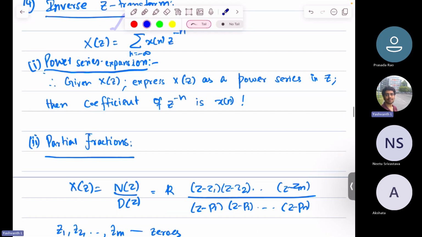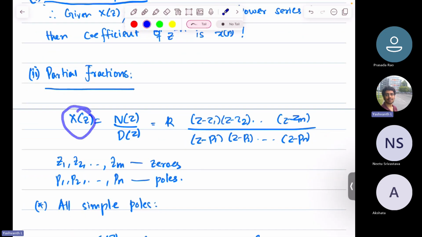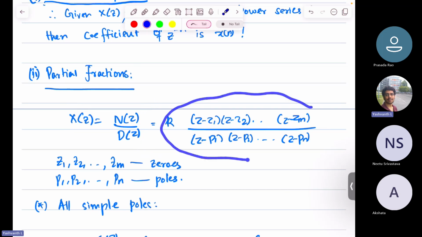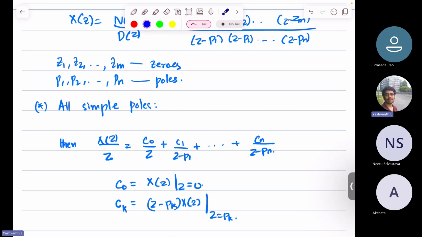The second way is by partial fraction. Similar to how we did in our inverse Laplace transform, you express your x of z as a rational function, n of z by d of z, numerator by denominator. The zeros of the numerator polynomial are called the zeros of x of z, and the zeros of the denominator polynomial are called the poles of your z transform. Now, what are simple poles? Simple poles are those where every pole occurs only once. That is, all poles are distinct.